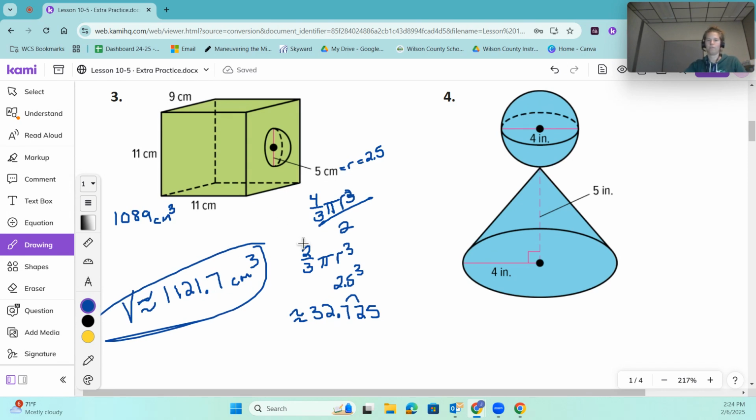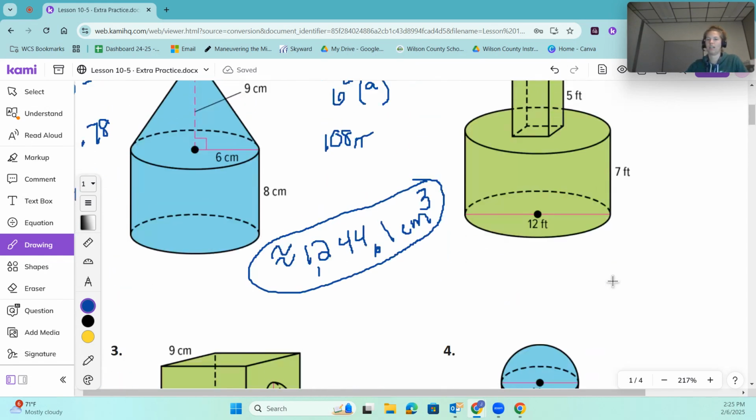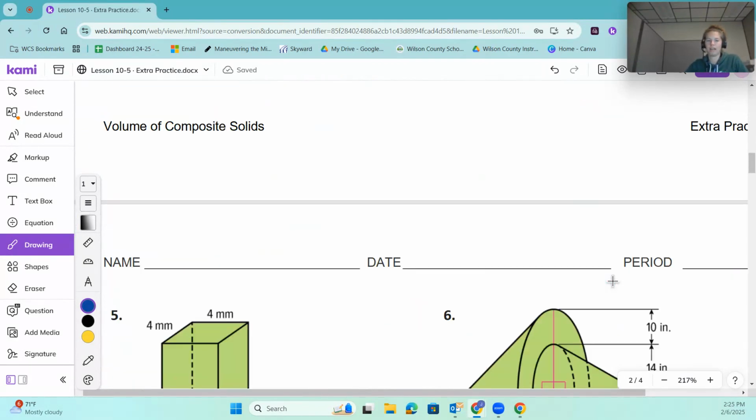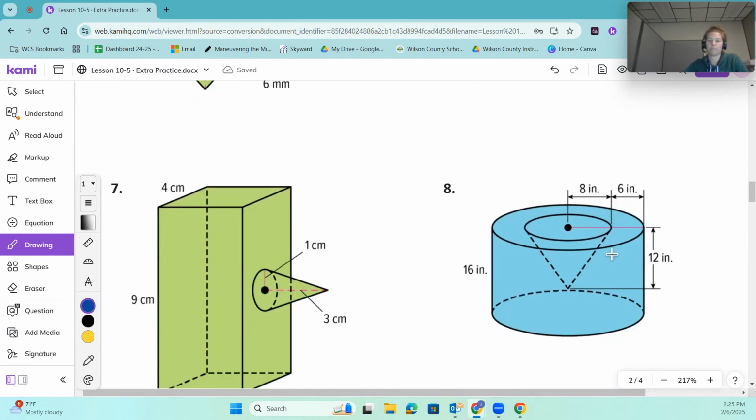Is that total, okay? Number 2, you would have a cylinder and a rectangular prism as well. Also notice that this is the diameter because that line goes all the way across. So you've got that one to try. You've got number 4 you can try. And number 5 and 6 are very similar to these as well.